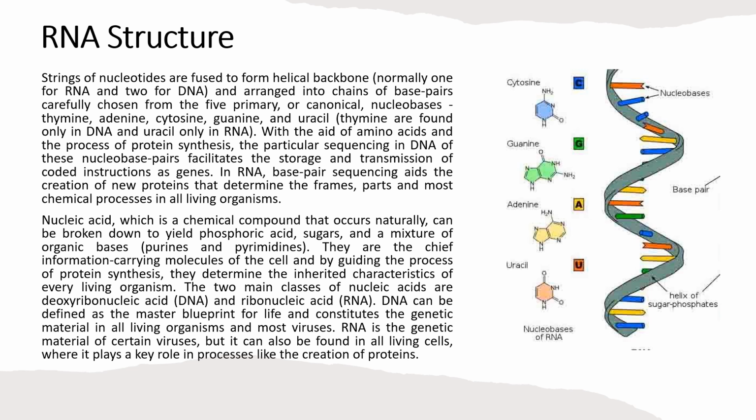The two main classes of nucleic acids are deoxyribonucleic acid, which is DNA, and ribonucleic acid, which is RNA. DNA can be defined as the master blueprint for life and constitutes the genetic material in all living organisms and most viruses. RNA is the genetic material of certain viruses, but it can also be found in all living cells, where it plays a key role in processes like the creation of proteins.